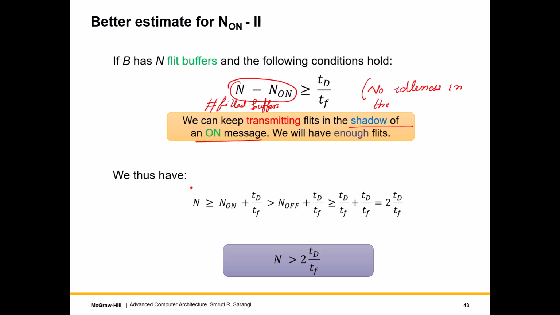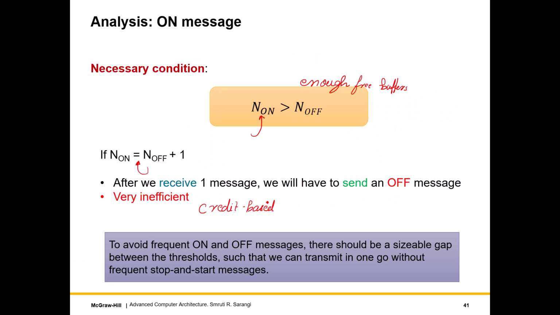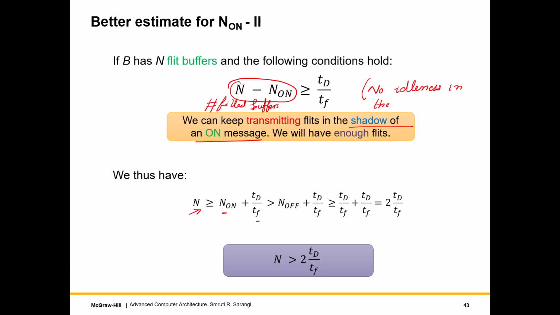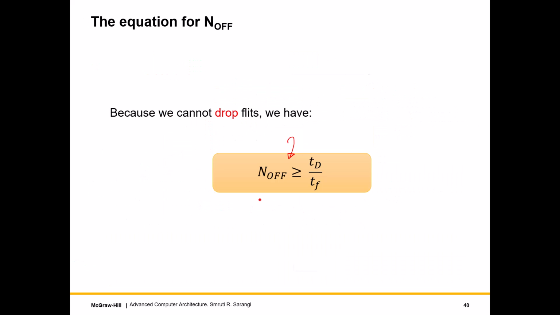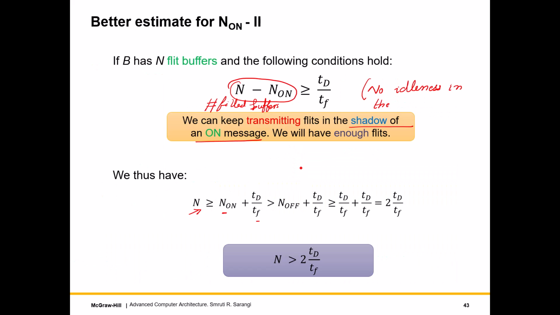So what do we have? We have n minus n on is greater than or equal to TD by TF, which means n is greater than or equal to n on plus TD by TF. Now we know from the previous slide that n on is greater than n off. So this value is greater than n off plus TD by TF. What we have shown earlier is that n off also needs to be greater than or equal to TD by TF to ensure that all the messages in flight can be buffered, right?